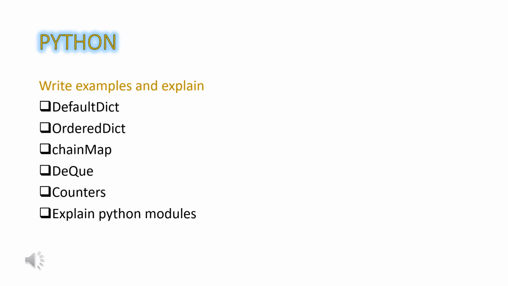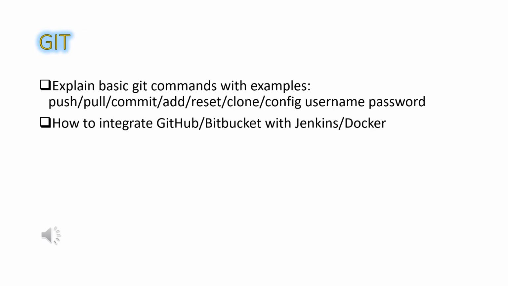Python questions. Write examples and explain what is defaultdict, OrderedDict, ChainMap, deque, counters, and then explain Python modules. Git section. Explain the basic Git commands with examples: push, pull, commit, add, reset, clone, and configure username and password. Next one is how you integrate GitHub or Bitbucket with Jenkins and Docker.